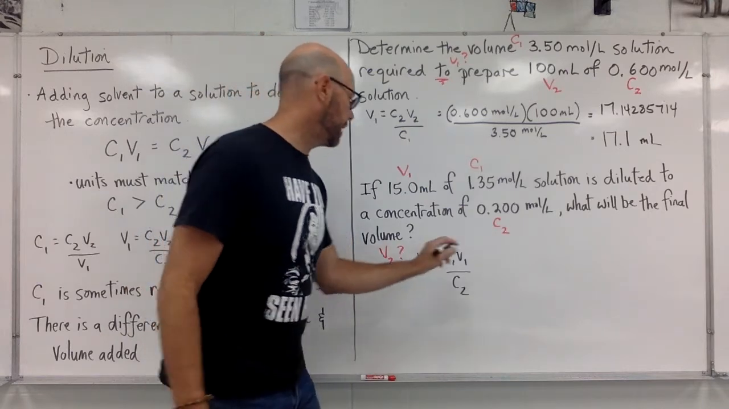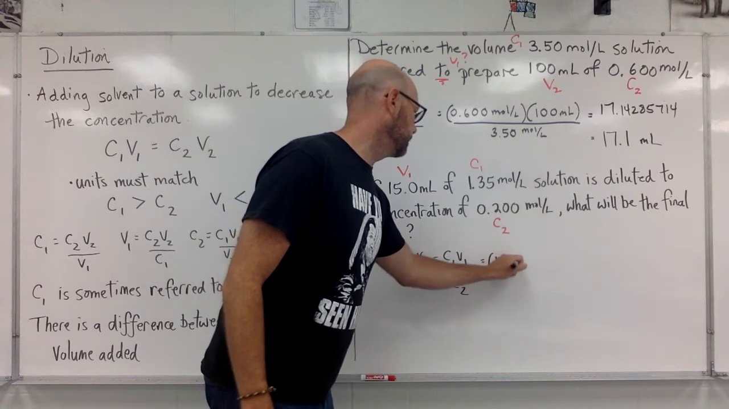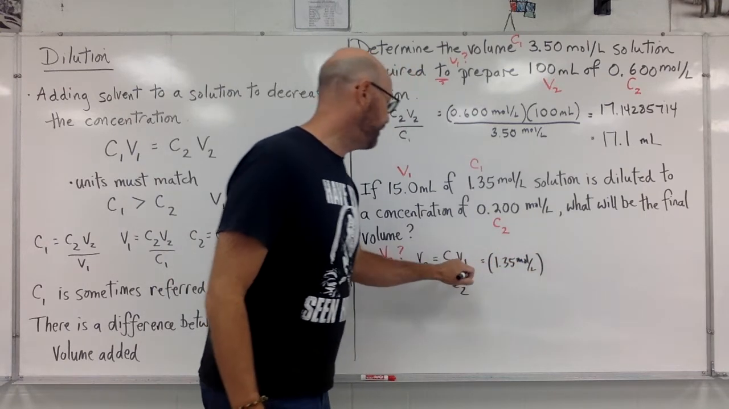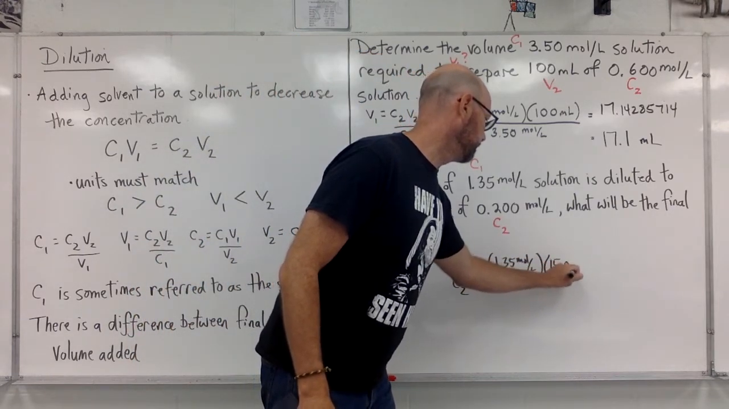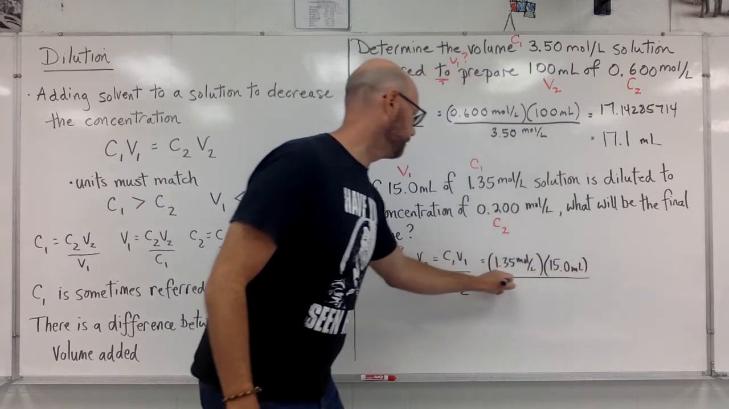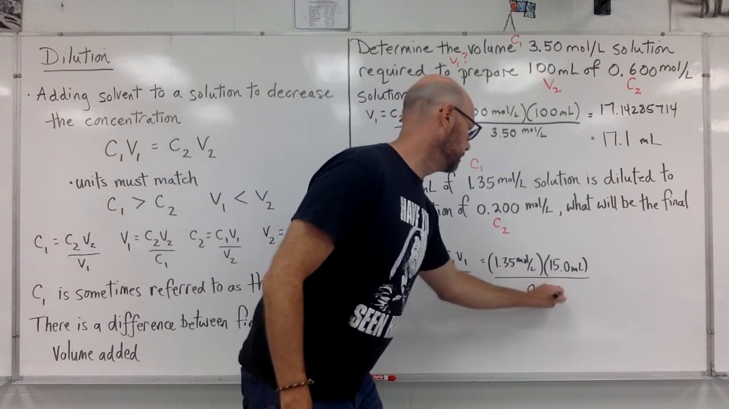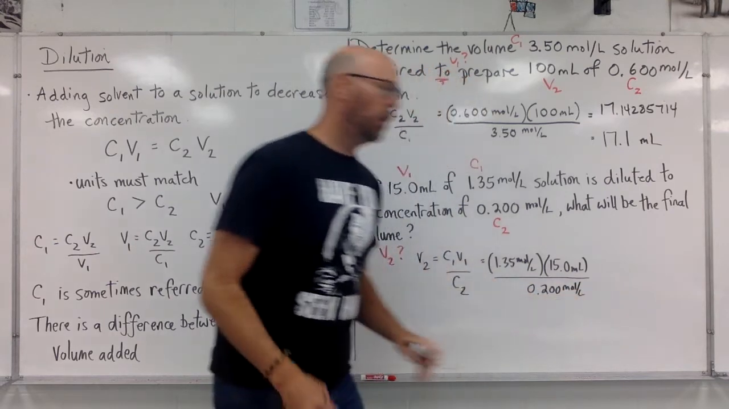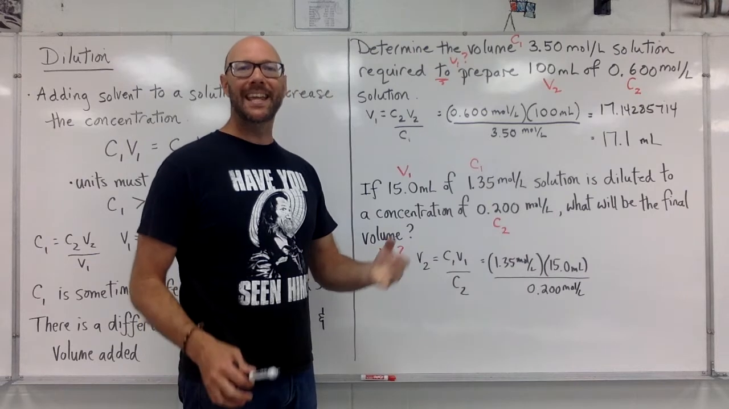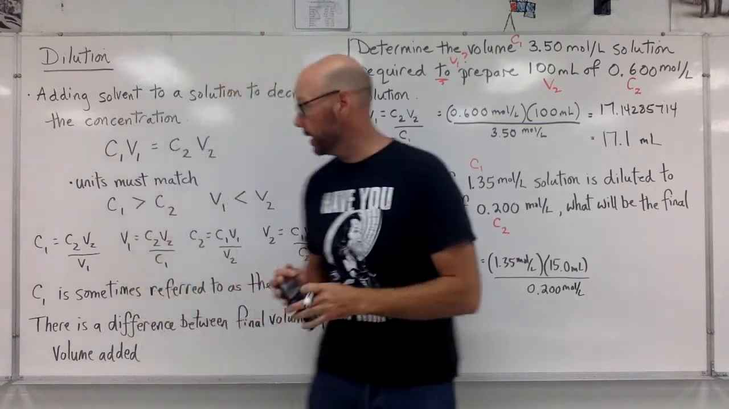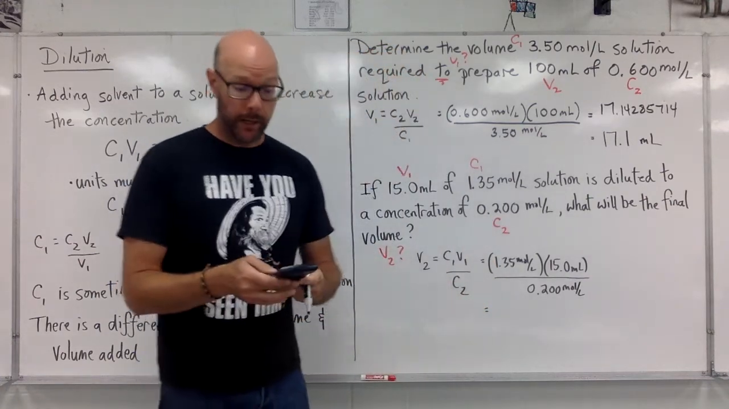Now I start to substitute my values. C1, 1.35 moles per liter. V1, 15.0 milliliters. Over C2, 0.2. When I look at the units, I see that the moles per liter are going to cancel. It's going to give me an answer in milliliters, which is what I expect because the units are going to match. I type away.